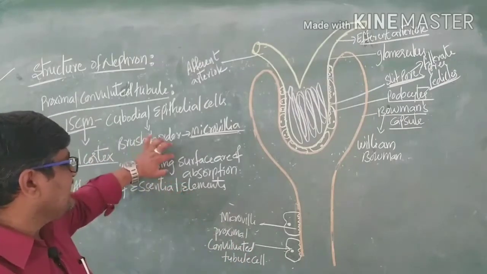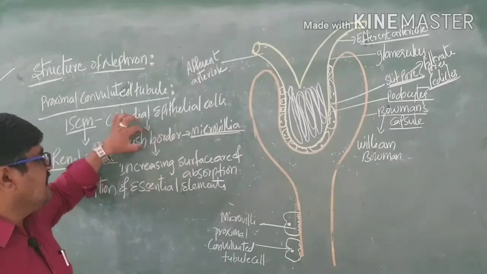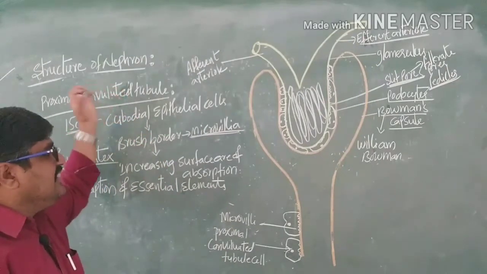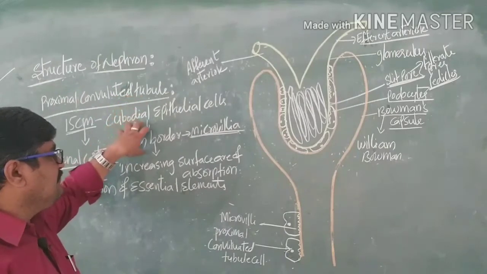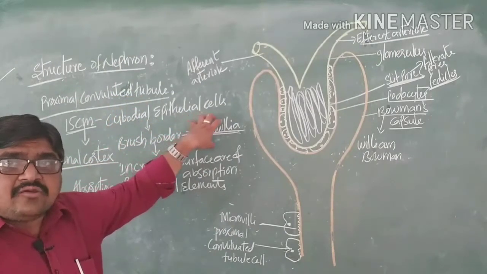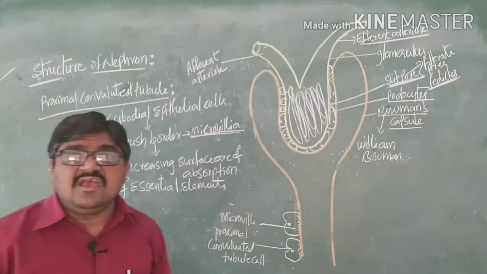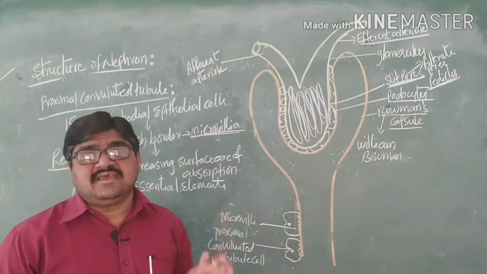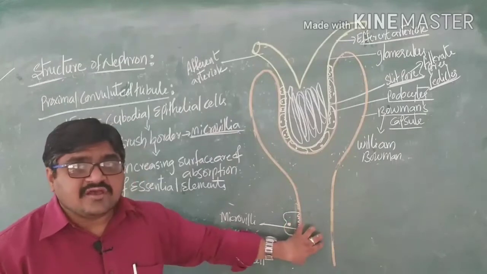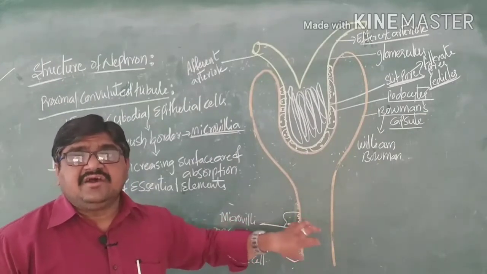So here it consists of the brush borders with cuboidal epithelial cells. The brush border consists of microvilli, which increase the surface area for absorption, which takes place in the proximal convoluted tubule.